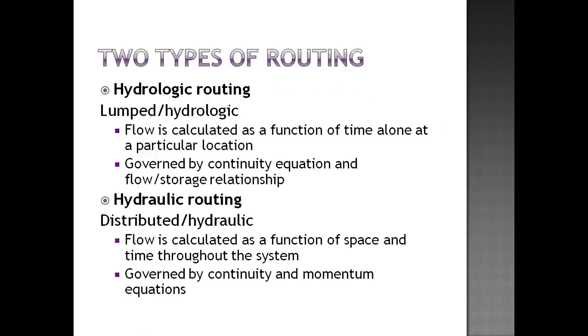Two types of routing: hydrologic routing and hydraulic routing. Hydrologic routing, lumped: flow is calculated as a function of time alone at a particular location, governed by the continuity equation and flow-storage relationship. Hydraulic routing, distributed: flow is calculated as a function of space and time throughout the system, governed by continuity and momentum equations.